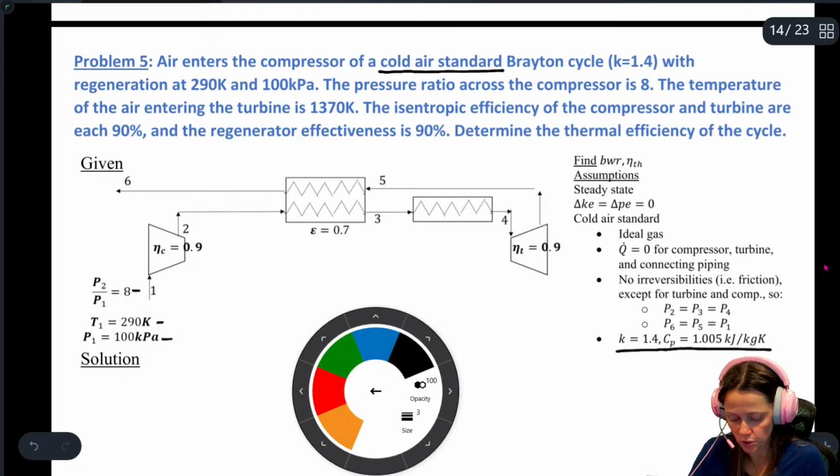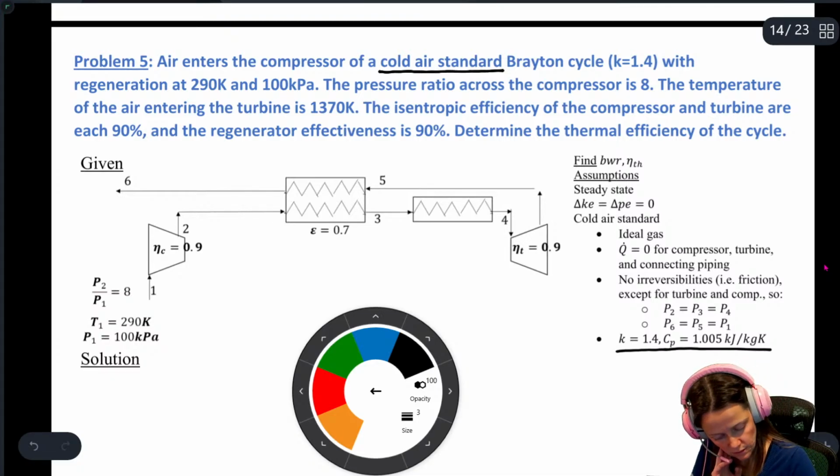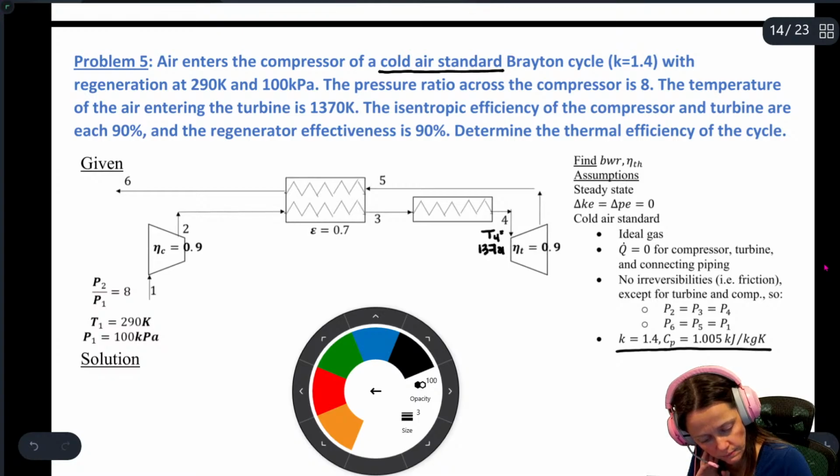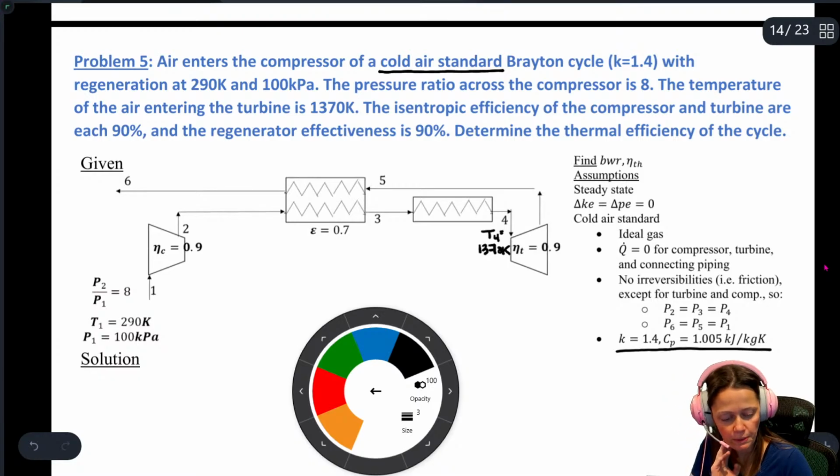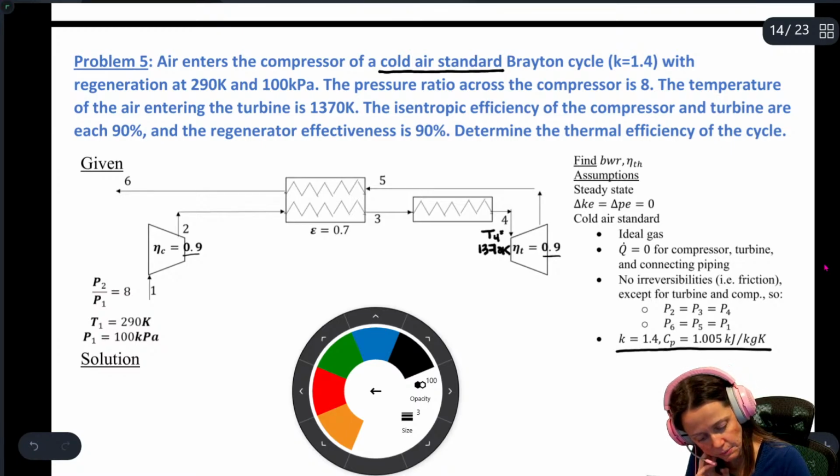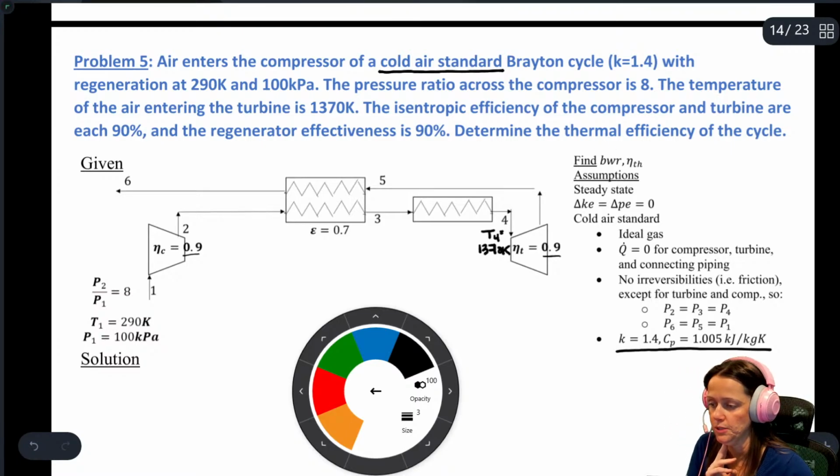The temperature of the air going into the turbine, T4, is 1370 Kelvin. The isentropic efficiencies of the compressor and turbine are each 90%, and the regenerator effectiveness is 90%, or 70.